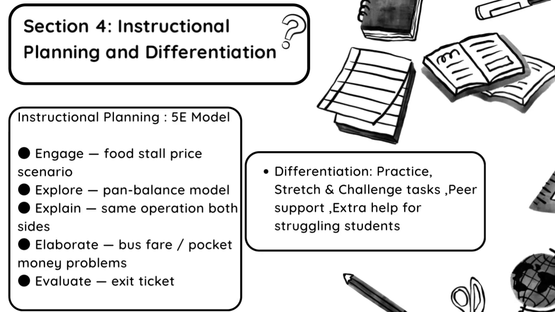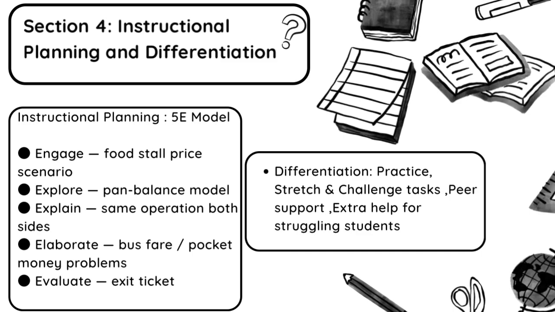Okay, for the next slide, which is section 4, instructional planning and differentiation. We would structure the lesson with the 5E model from topic 3. Okay, the first one is engage. We start with a short real-life situation. For example, a food stall sells a set meal, but we only tell them the total price and the price of the drink. They have to work out the price of the meal itself. It is x plus 5 equals 12 in disguise and gets them thinking before any algebra notation appears.